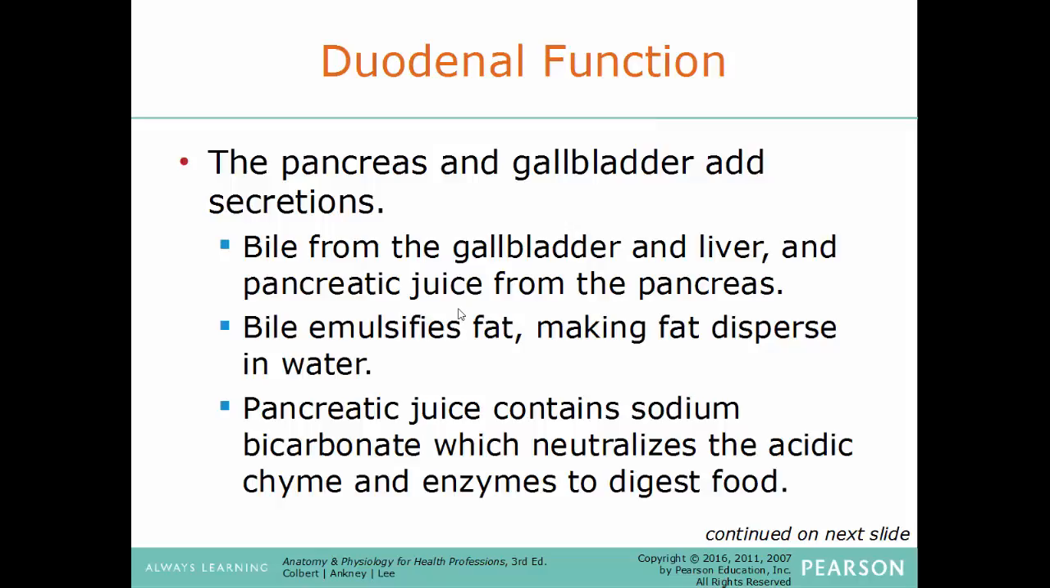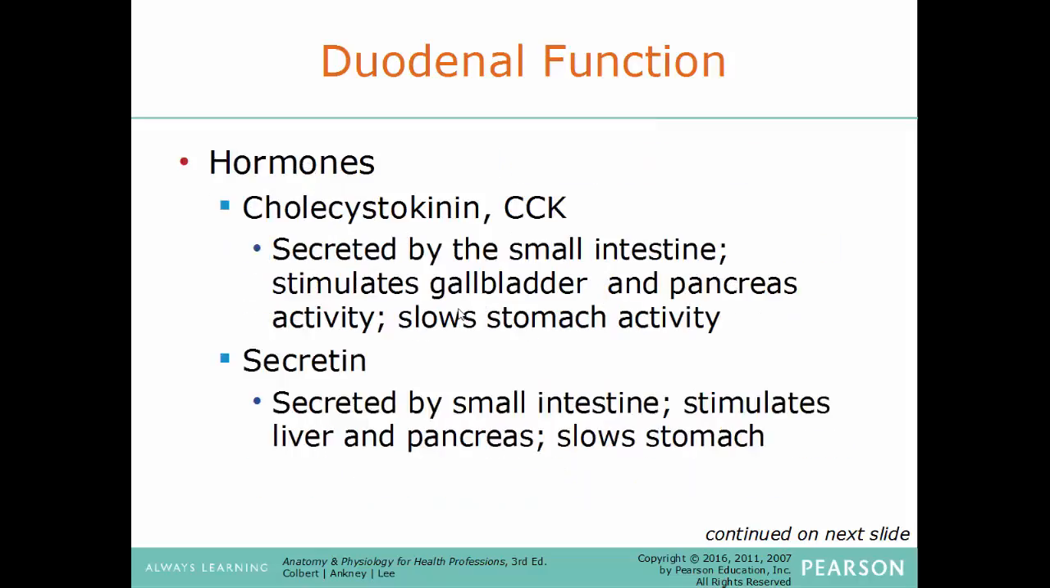And what this does is, bicarbonate ion has a very high pH. You mix that with the very low pH of chyme, and you get a more neutral solution, something more tolerable to the small intestine. So the bicarbonate ion acts as a buffer system, turning something that's normally a strong acid into a weak acid. Some various hormones you'll find in the duodenum: cholecystokinin, which is usually abbreviated CCK.